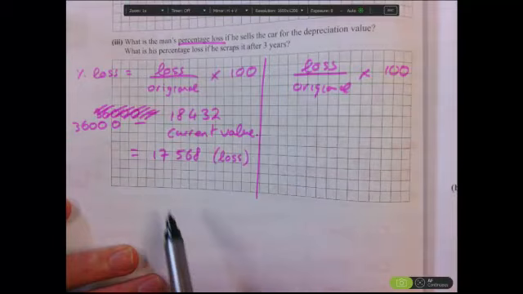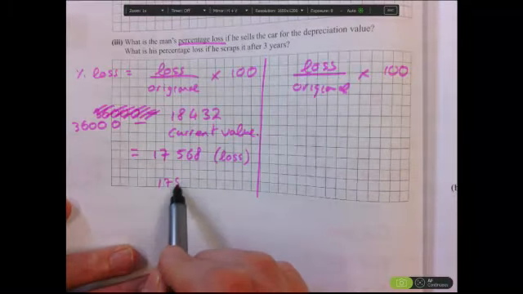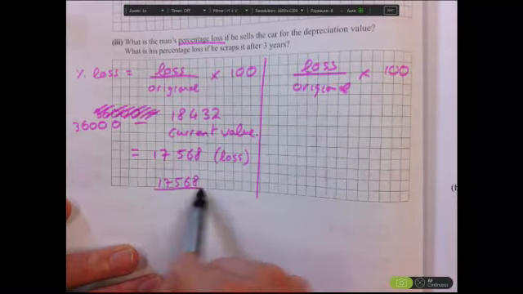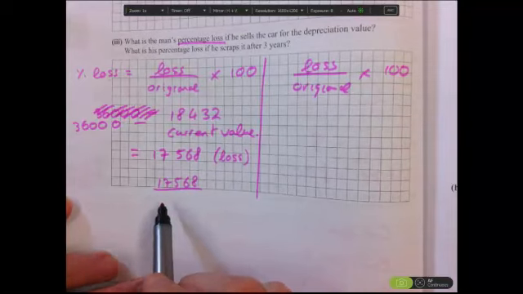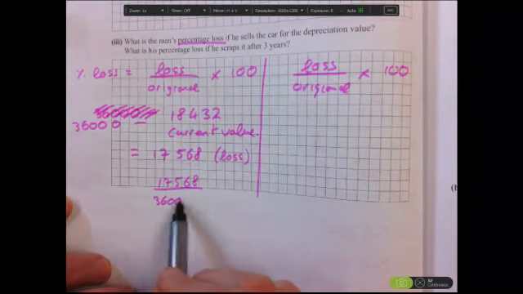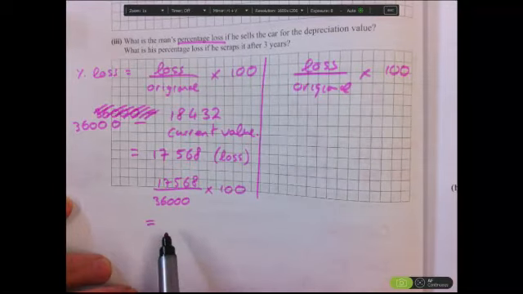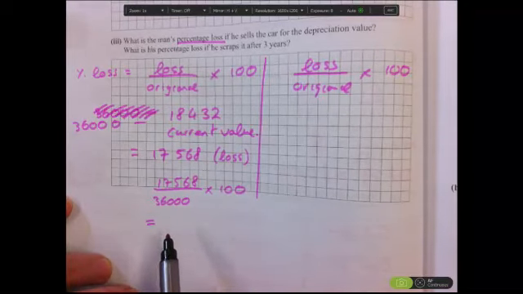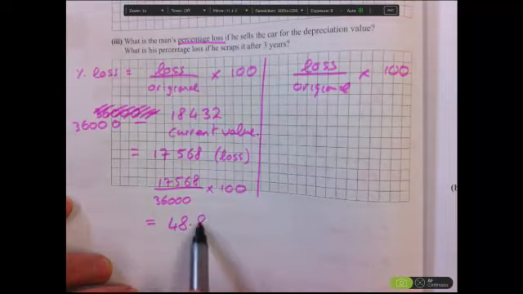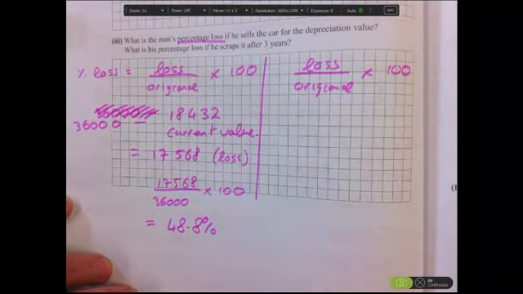So we'll just pop it all into the formula. So it's going to be 17,568 over the original value, which is 36,000. And when you type that into the calculator, you're going to get a loss of 48.8%.